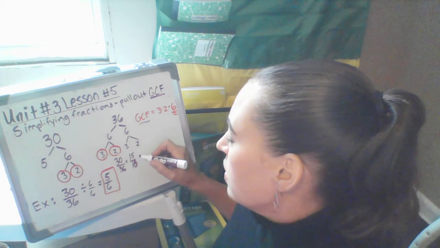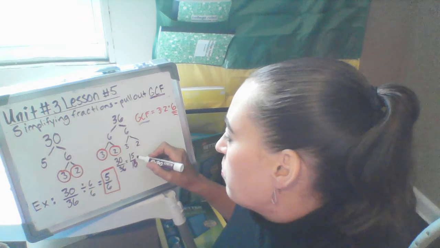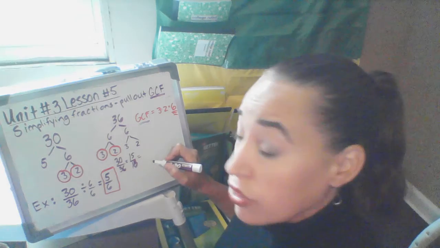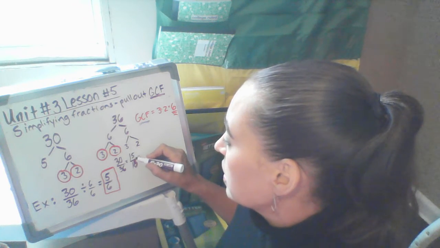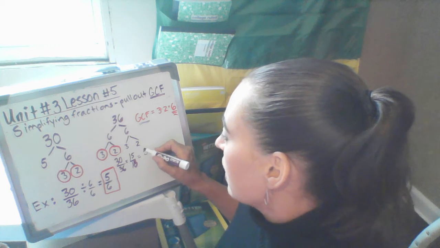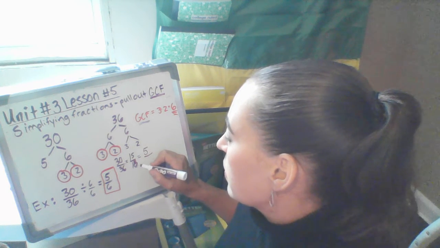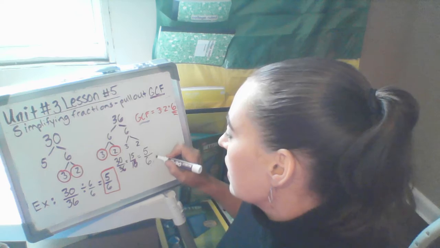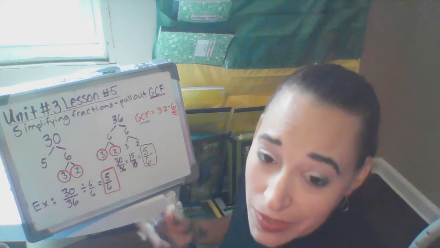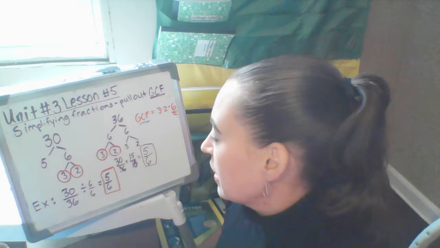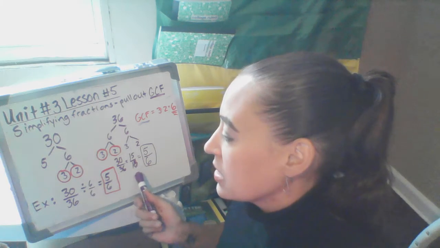So now 15 over 18, I know both of them are divisible by 3. So now I got to divide by 3. So 15, 3 goes into 15 5 times. 3 goes into 18 6 times. So this time I only had to do one extra step. So you divide by 2 and you only had to do the one extra step on this side.